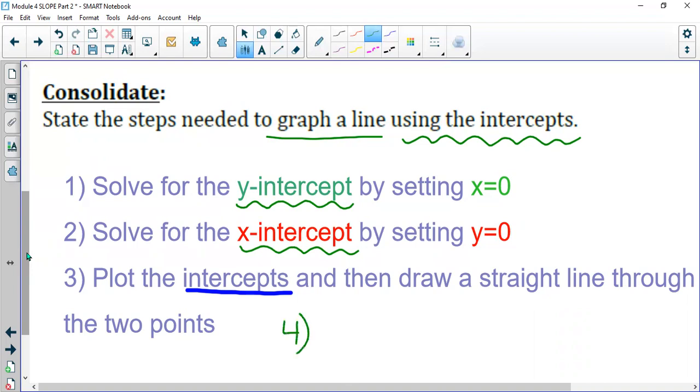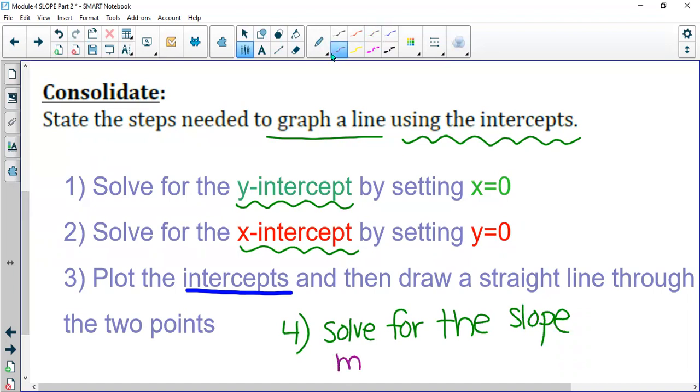We can also solve for the slope of the line using my formula for slope, y2 minus y1 over x2 minus x1. So these 4 steps are going to encompass a large portion of your midterm test exam, whatever you would like to call it. That's going to be a large portion of it.